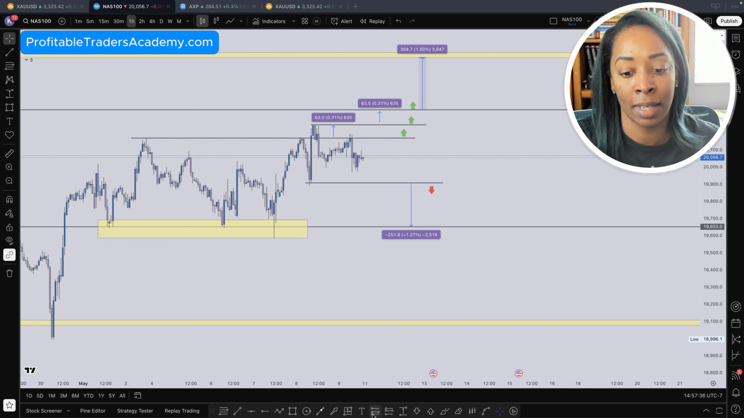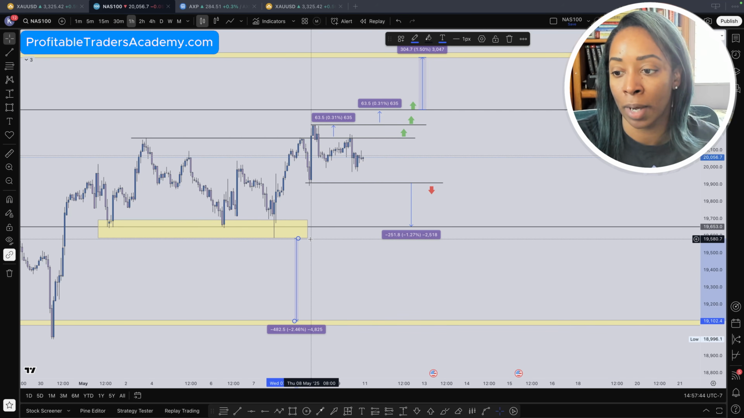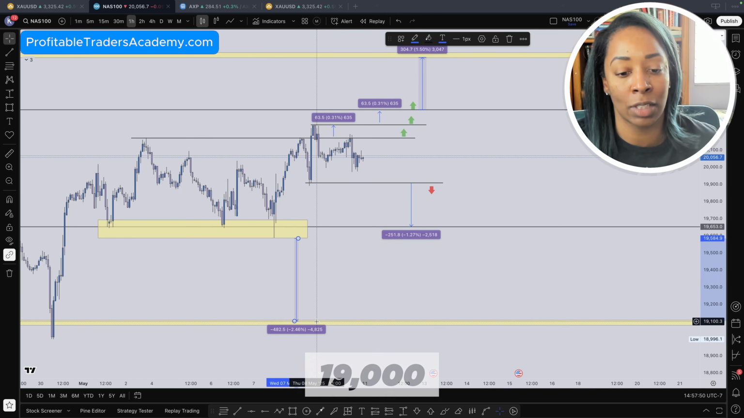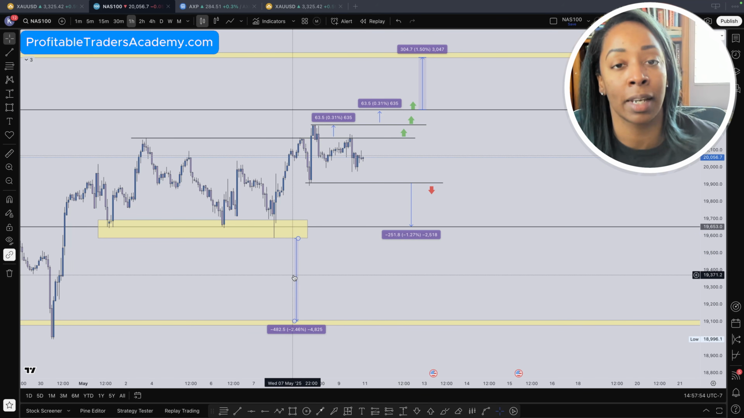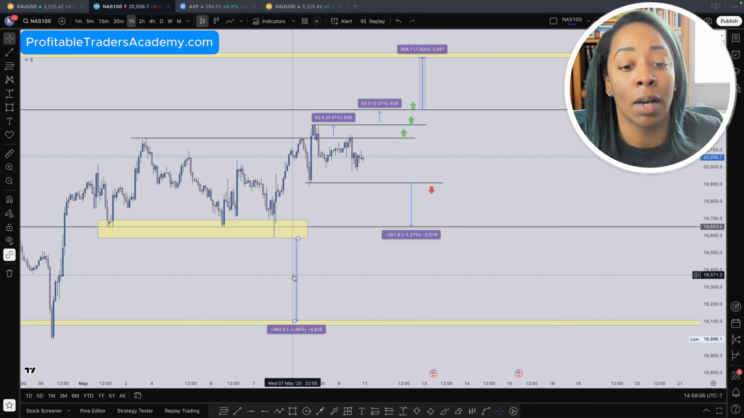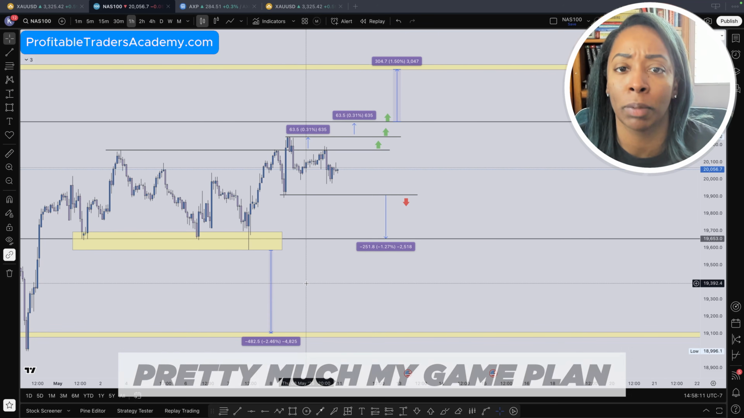And then the second thing that could be an idea once it gets past this would be trading this from 19,580 all the way down to 19,100 roughly, for an almost 500 point move. Obviously, if you like to hold it, then that could be amazing. If you like to go in and out of the market, like I sometimes like to do, maybe catch 100, 200 points or pips if I'm trading gold and then bounce out, that could be an idea inside of the zone as well. And this is pretty much my game plan for the upcoming week.